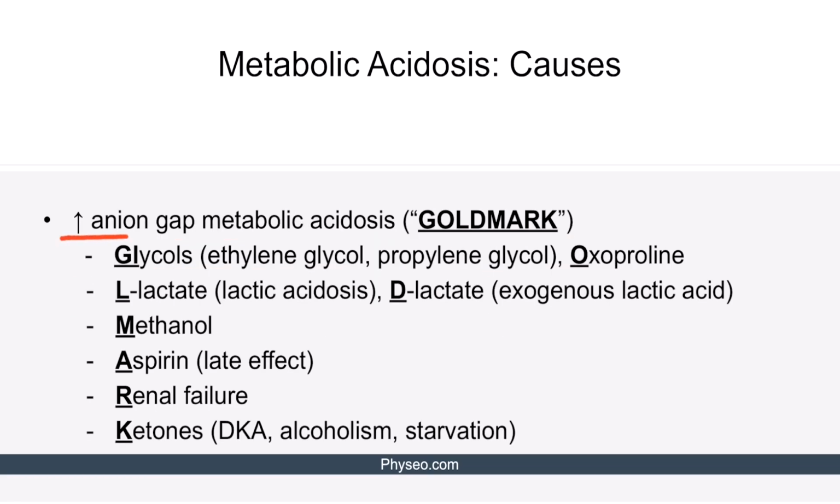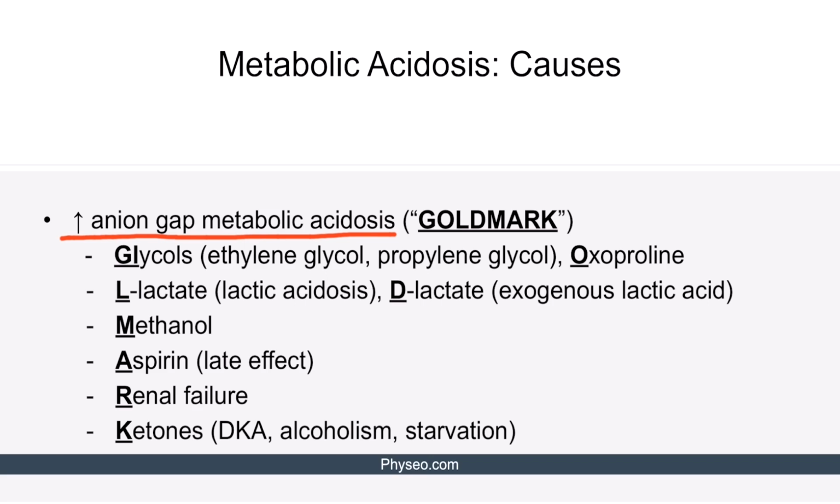Causes of increased anion gap metabolic acidosis can be remembered by the mnemonic GOLD MARK. First, glycols such as ethylene glycol and propylene glycol can cause anion gap metabolic acidosis because they are metabolized into organic acids. Oxoproline is a toxic metabolite of acetaminophen that can result in anion gap metabolic acidosis. L-lactate is present in the setting of lactic acidosis, while D-lactate is derived from exogenous sources. Regardless, both of them can reduce arterial pH.